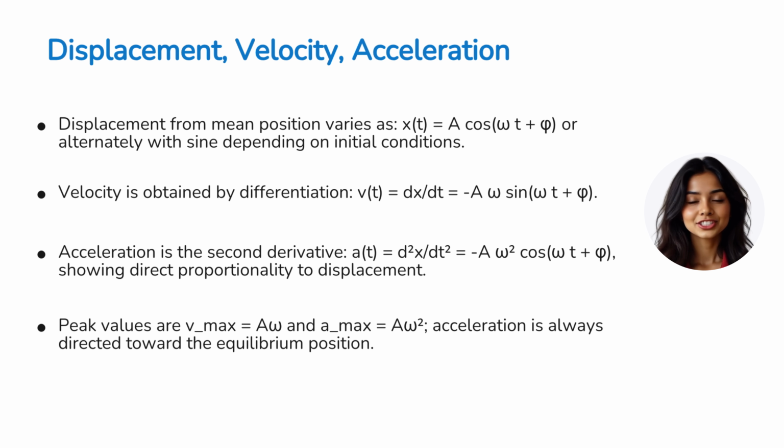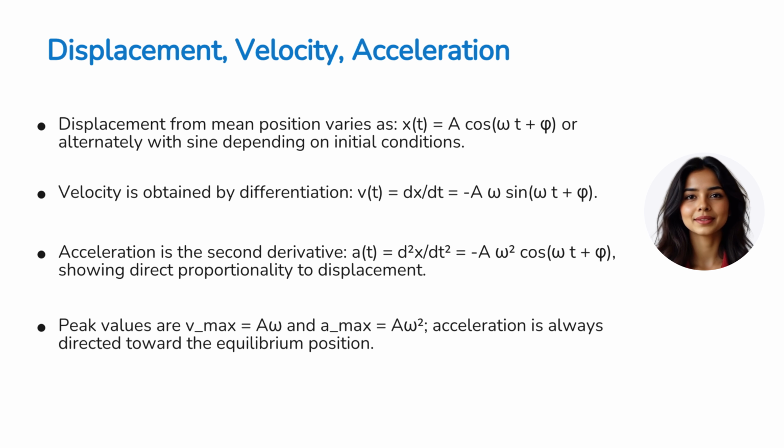This tells us velocity also varies sinusoidally but is shifted in phase compared to displacement, and the negative sign shows the direction changes accordingly. Acceleration, the rate of change of velocity, comes from the second derivative of displacement with respect to time. That gives us a(t) equals negative A times omega squared times cosine of omega t plus phi. Notice how acceleration is directly proportional to displacement but always acts in the opposite direction, consistent with the restoring force.